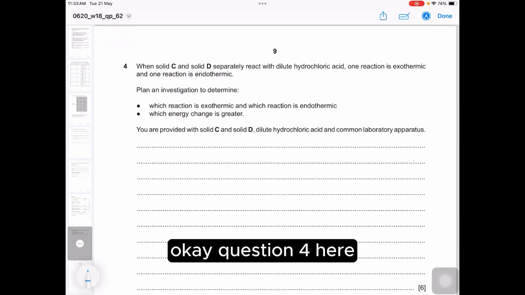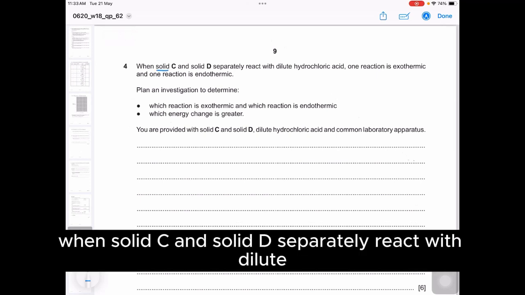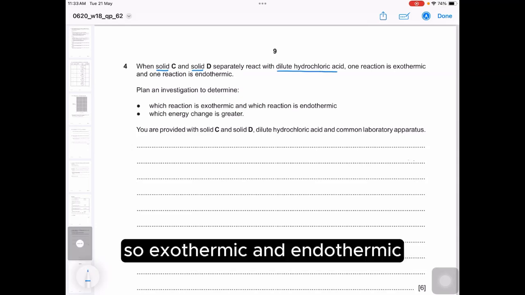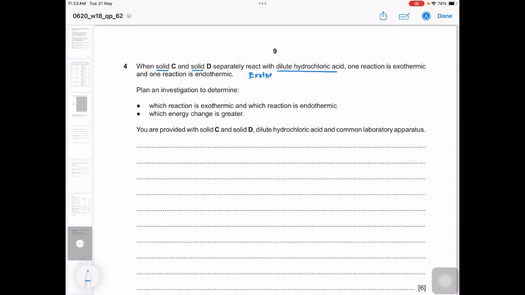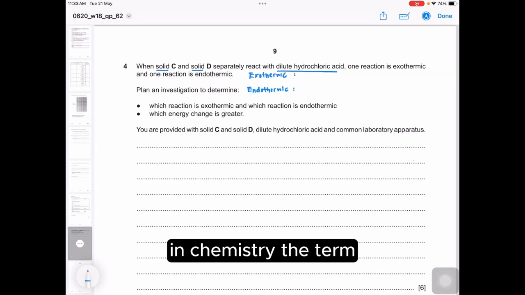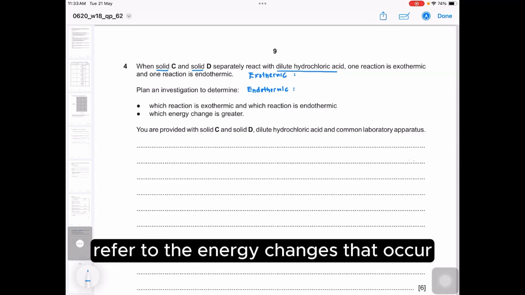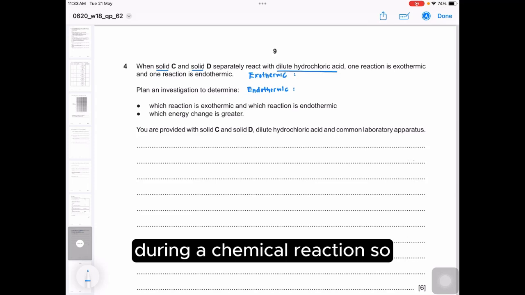Okay, question 4 here. When solid C and solid D separately react with dilute hydrochloric acid, one reaction is exothermic and one reaction is endothermic. So, exothermic and endothermic. In chemistry, the terms exothermic and endothermic refer to the energy changes that occur during a chemical reaction.